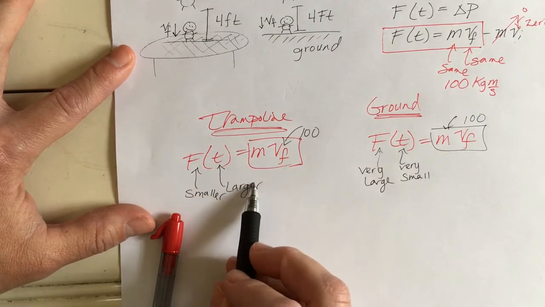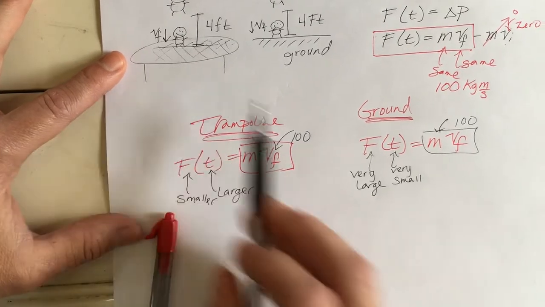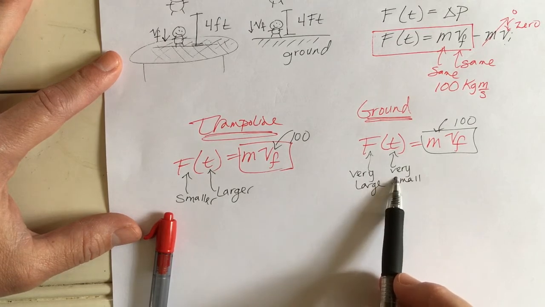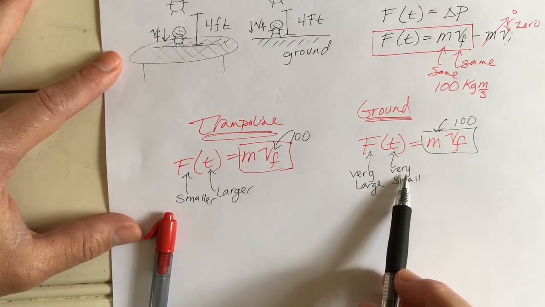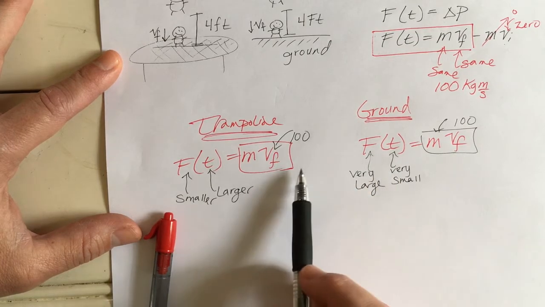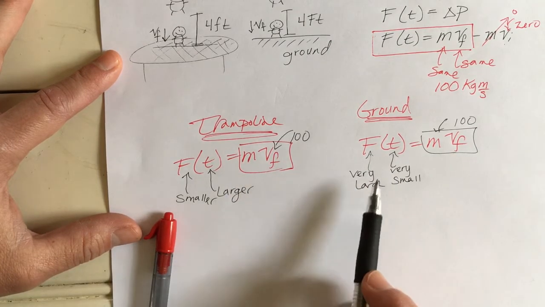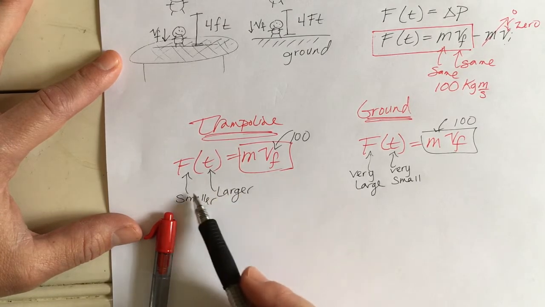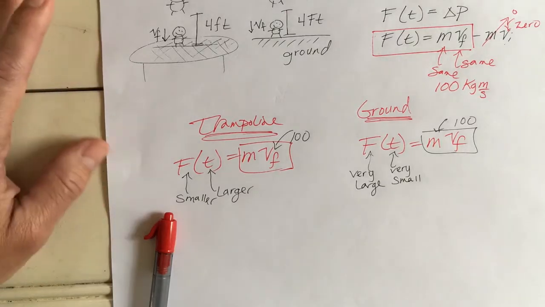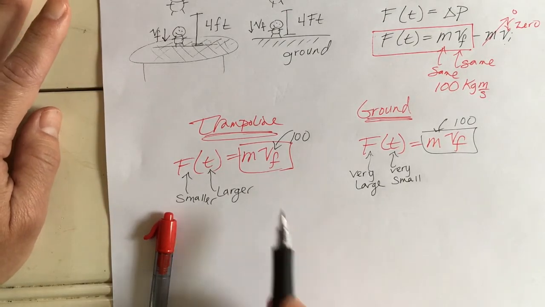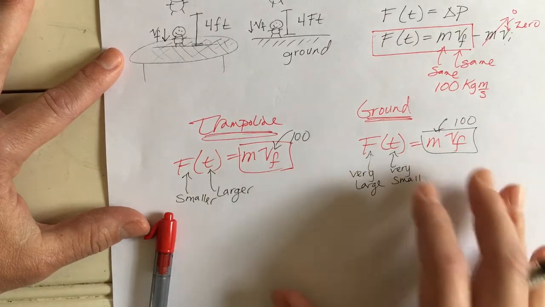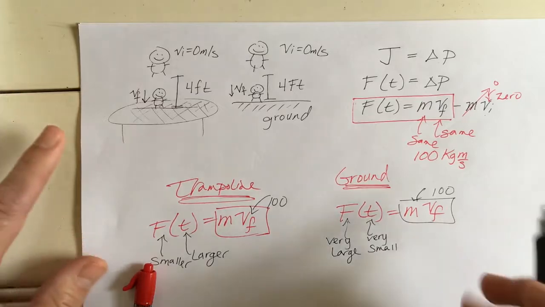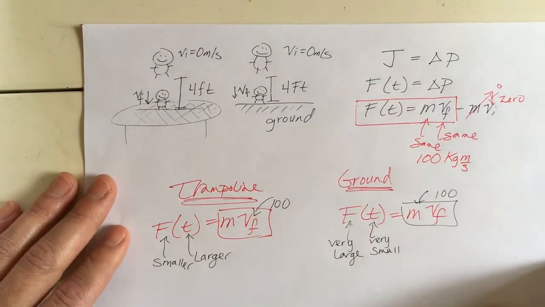Because maybe this time period for the trampoline is over 1 second, and maybe this time period of the ground is over a couple milliseconds. So this is on the order of almost being 1,000 times smaller than this time period. So therefore, the force here would be 1,000 times larger, and this force would be 1,000 times smaller. So it is a significant difference. And we see this here with trampolines or airbags or things like that. Hopefully that makes sense, this connection between impulse and change in momentum.